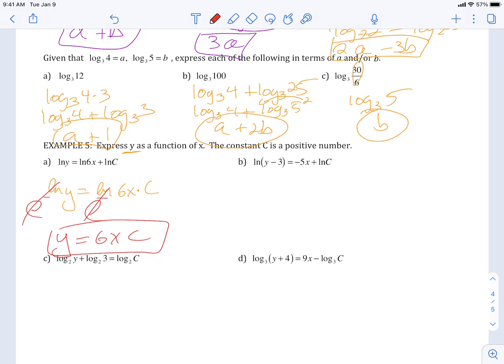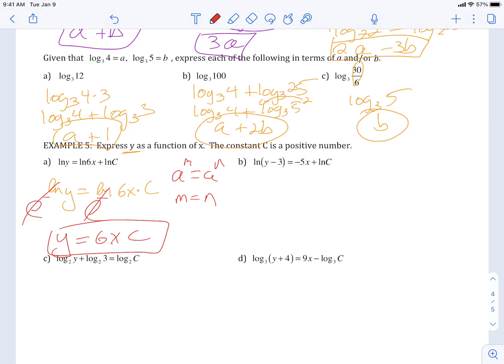It's kind of like that exponent rule where you have a to the m is equal to a to the n, then m must equal n. And that's the same idea here, right? So if you have the natural log on both sides, it's going to be the exact same thing.